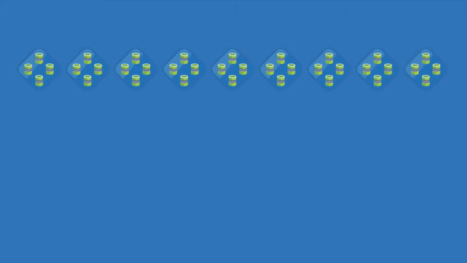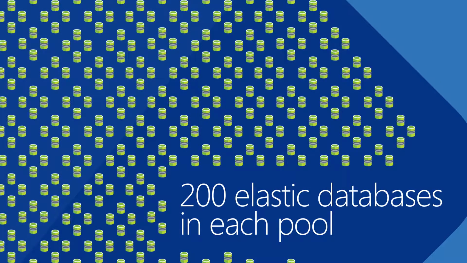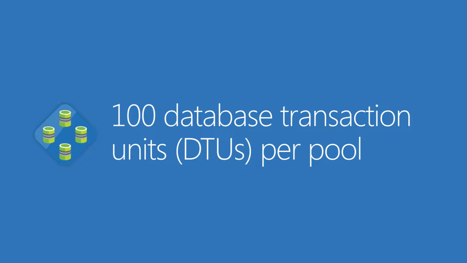Right now we have around 19 Elastic database pools with 200 databases in each. They're all configured for using 100 DTUs because that's what we found to be a good fit for our software as a service.